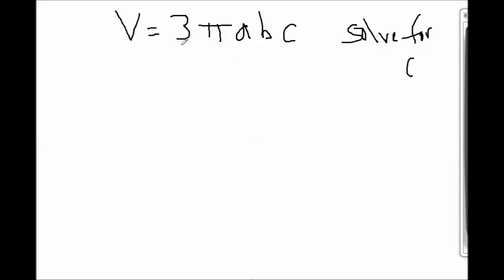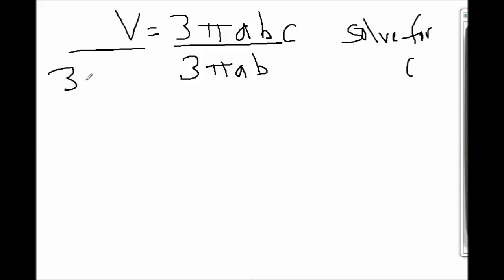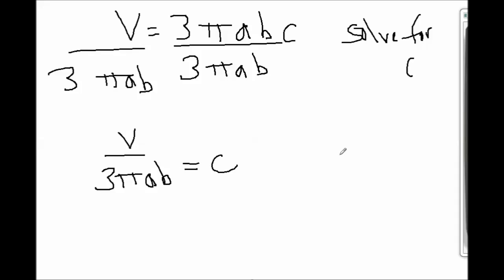So we can make it really easy on ourselves. Let's just divide by all this stuff on both sides. So we have v over 3 pi a b equals c. And we've solved for c.